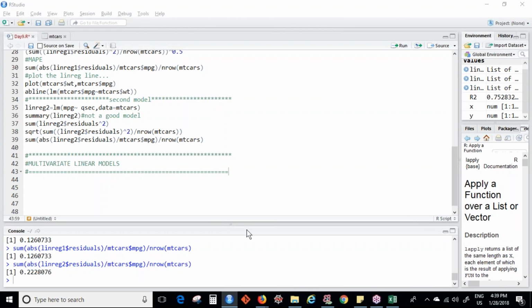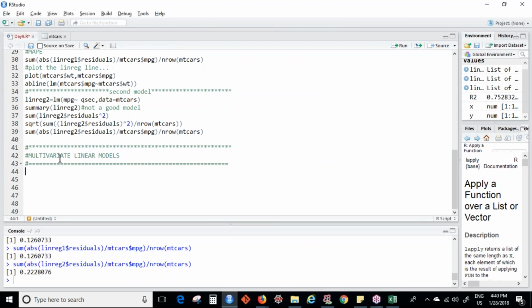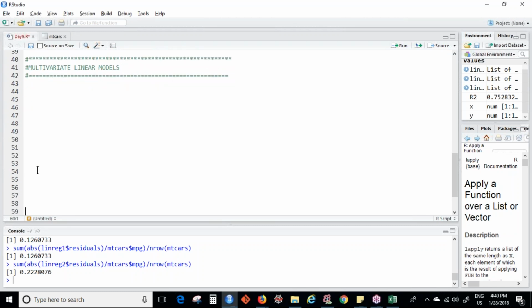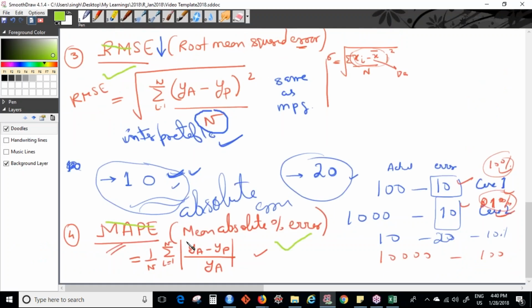Okay. So now let us come to multivariate linear models. We are done with univariate models. They are very simple, easy to understand. So you have understood all the concepts. Now I will come to multivariate linear models.